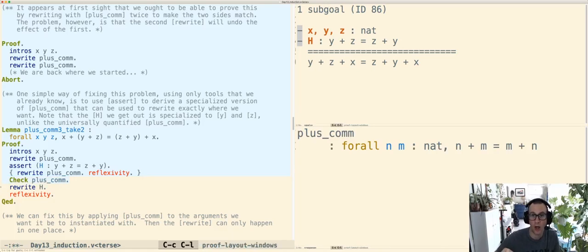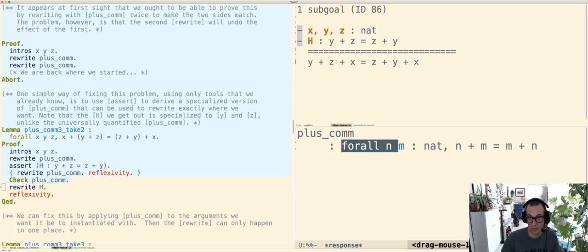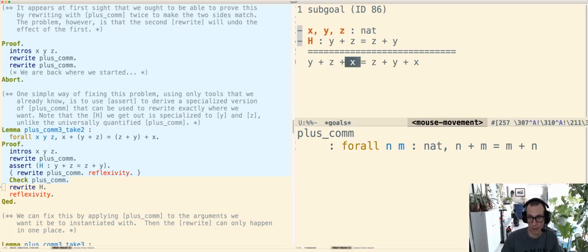Pluscom is for all n and m. So Coq's going to hunt around for the first thing it can find that will instantiate the n and the m. And it says, well, great, this will be my n and this will be my m, because this is the leftmost, outermost plus I could find. First instance works for me. But H, no, it only says for the given y plus z.